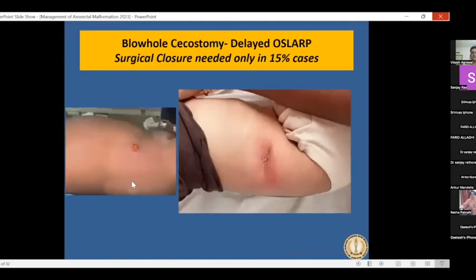This is one case. You can see the picture. There is no surgical closure being done here, and it has closed completely. After a few months, like 4-5 months, you see only a small scar there.